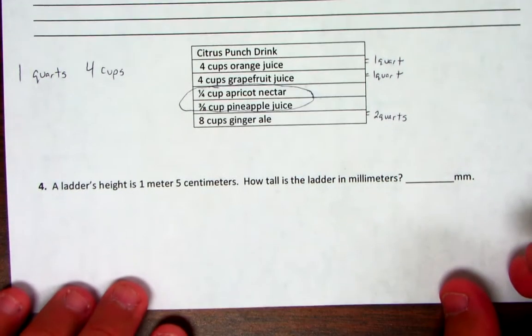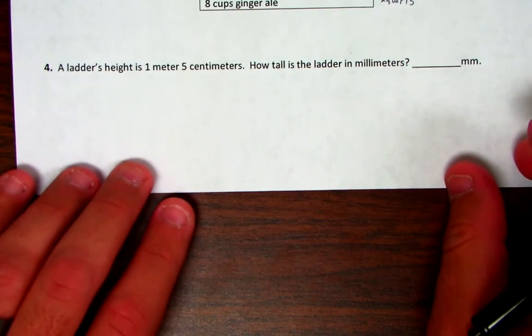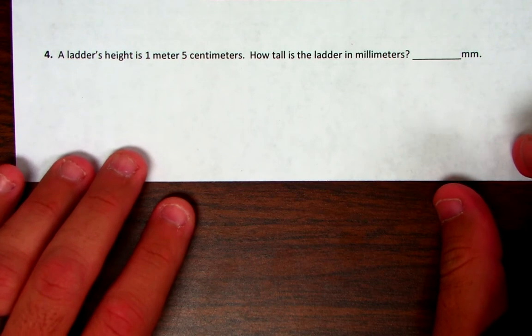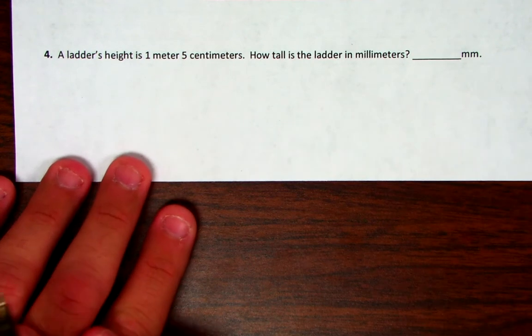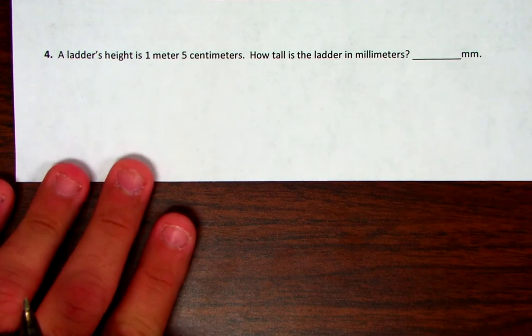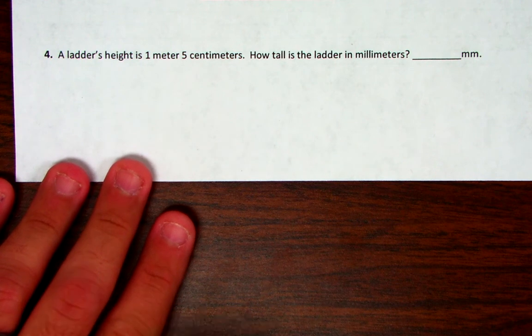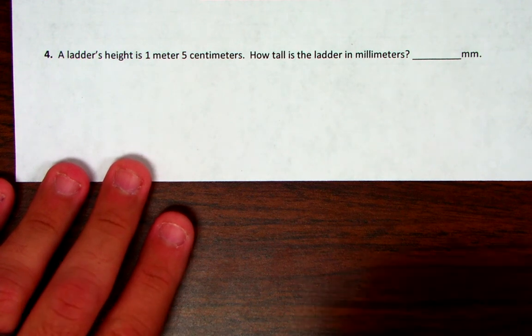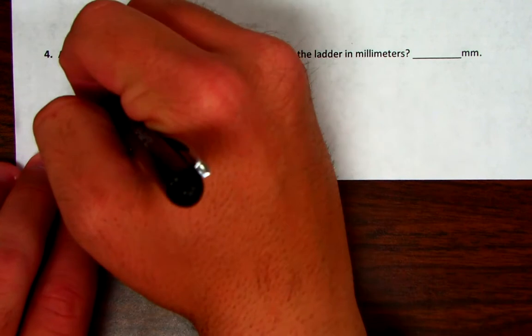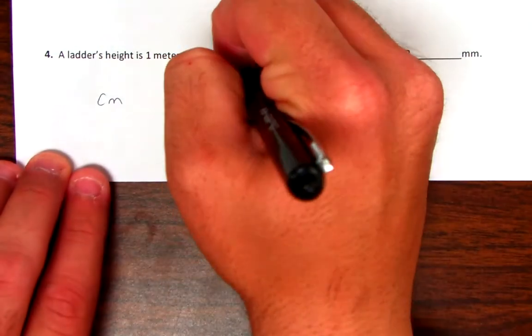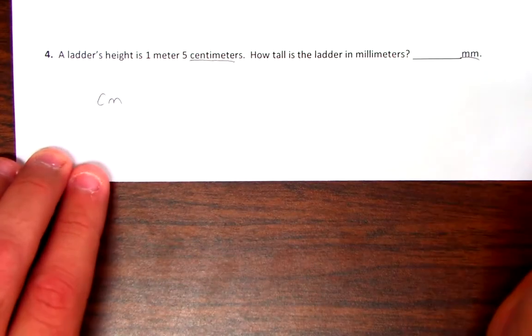Alright, number 4. A ladder's height is 1 meter 5 centimeters. How tall is the ladder in millimeters? We're going to have 2 separate conversions. The main one we're going to do is centimeters to millimeters.